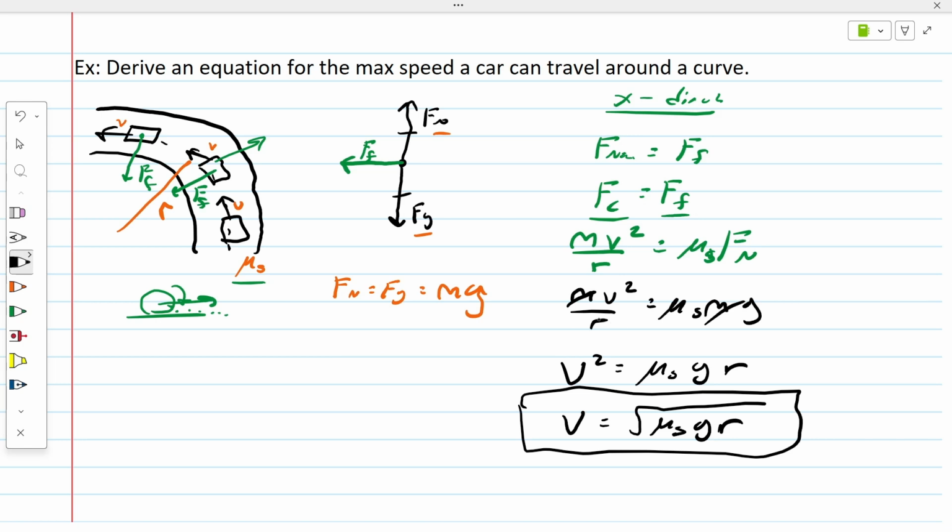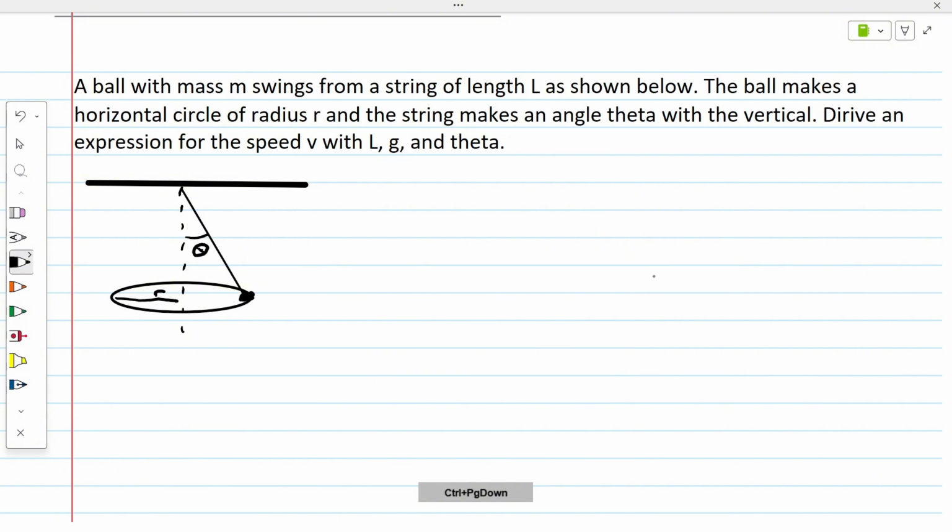Alright, now let's do a very difficult question here. So we have a ball with a mass swings from a string of length L as shown below. So this should have length L. The ball makes a horizontal circle with a radius r, and the string makes an angle theta with the vertical. Derive an expression for the speed v with these variables. Only L, g, and theta are allowed to be in our equation.